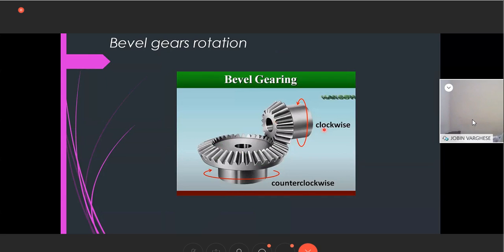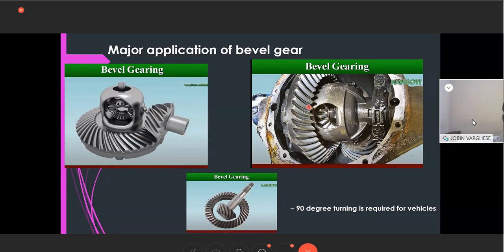So what happens is that it can rotate clockwise, and this rotates anti-clockwise. That is normal in gears. When one rotates in the clockwise direction, the other will be rotating in the anti-clockwise direction. So that is the bevel gear rotation. And usually the major application we can see for this is in the differential of the vehicle, especially in big vehicles or multi-utility vehicles or even lorries. So we can see that there are bevel gears arranged.